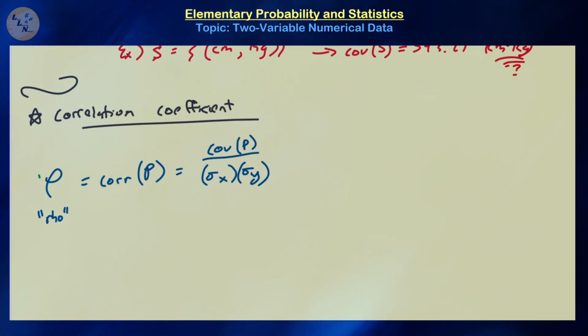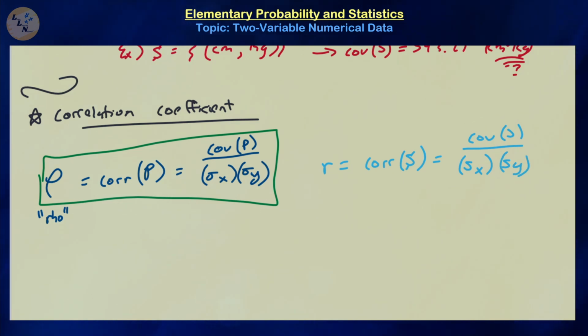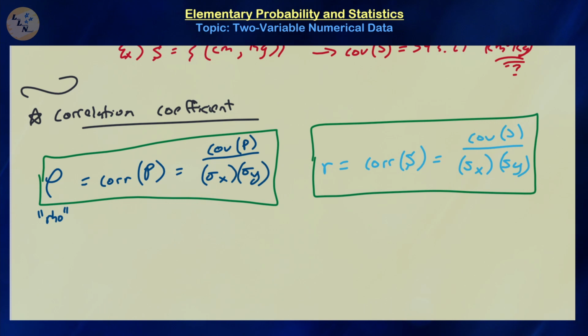So that is the parameter rho, the correlation coefficient of the population. And then we have the correlation coefficient for a sample, so CORR of S. That's going to be equal to the covariance of S divided by the standard deviation of X times the standard deviation of Y, the sample standard deviations, of course. And that's going to be the statistical estimate for the parameter rho.